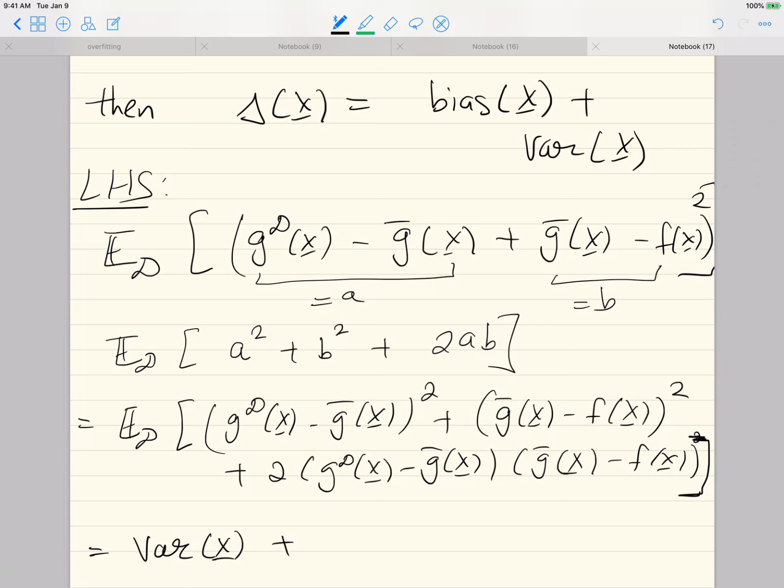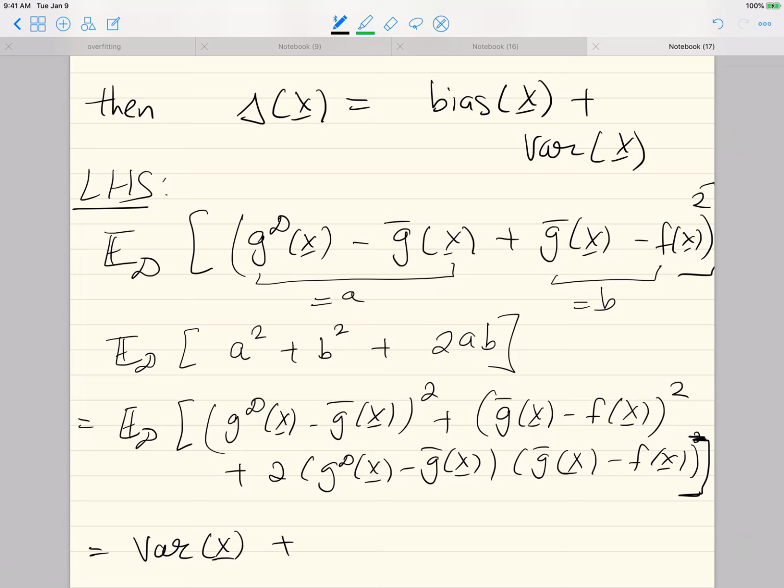What is the expected value of the second term? G bar of X minus F of X, squared. The first thing is that this does not depend on D, the data set. So it's a constant. It's just G bar of X minus F of X squared. What is that?